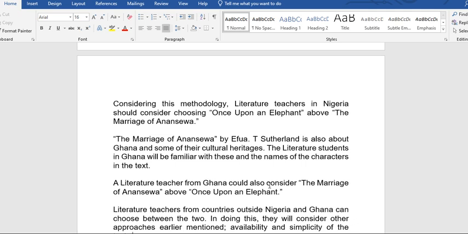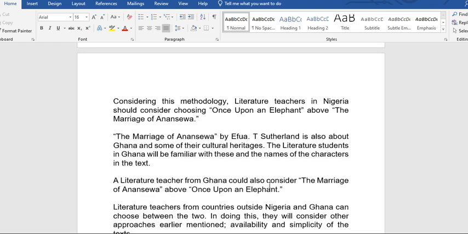Considering this methodology, literature teachers in Nigeria should consider choosing Once Upon an Elephant above The Marriage of Anansewa. The Marriage of Anansewa by Efua Sutherland is also about Ghana and some of their cultural heritages. The literature students in Ghana will be familiar with this and the names of the characters in the text. A literature teacher from Ghana could also consider The Marriage of Anansewa above Once Upon an Elephant.